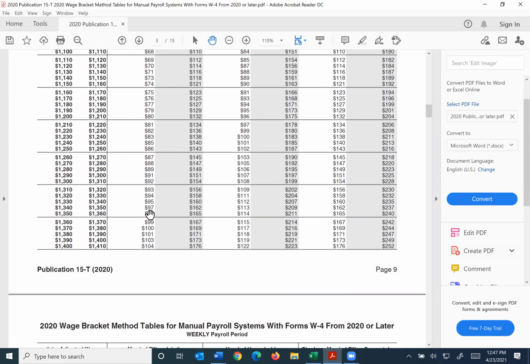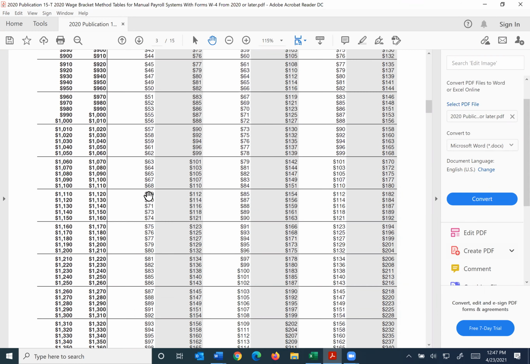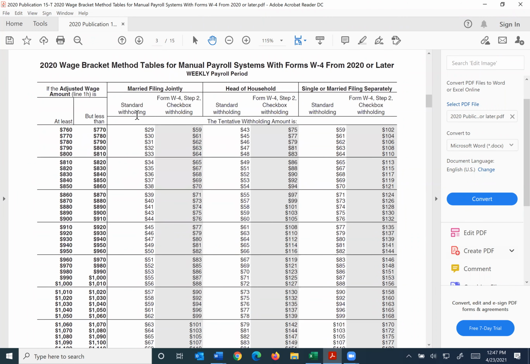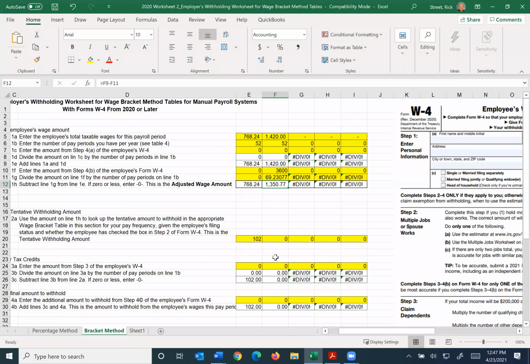And come across. Okay, at this point, we're looking for married filing jointly, which is these two lines. And in this case, she's going to use this line right here, which is just standard withholding, since the step 2 checkbox was not checked. So back down here, 1350. The amount to be deducted from her paycheck is $98. We go back out here and we can complete this by putting 98 here. Nothing else changes, so 98 is the amount that we withhold.